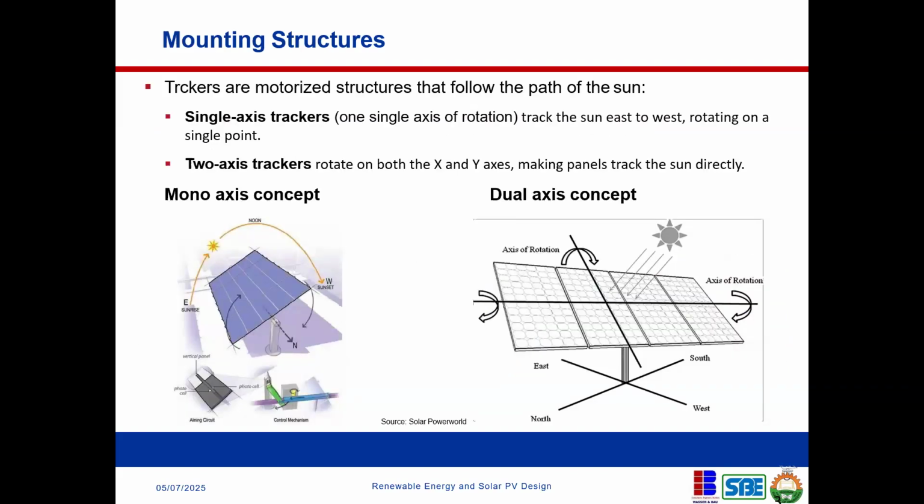So trackers are motorized structures. I think I've already explained this. You have a single axis tracker and you also have a two axis tracker. A single axis means it can move from east to west, while a two axis means it can move from east to west as well as north to south. It can actually adjust itself to be sure that it's perpendicular to the sun to get an optimum yield from that sun.